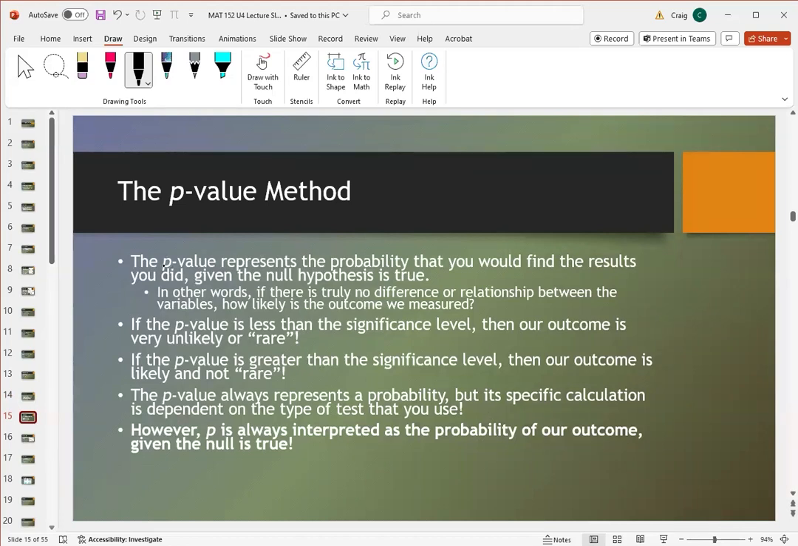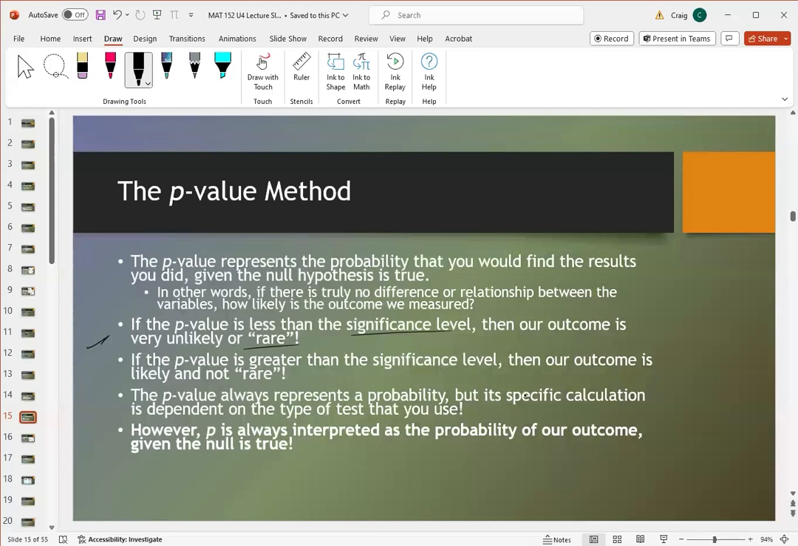The p-value just represents the probability that you would find the results given the null hypothesis is true. Okay? It is just the probability of choosing that sample. Right? And so once you find that probability, if it's less than your significance level, then it's unlikely to happen by chance. If the p-value is less than the significance level, then your outcome is rare or it's unlikely.